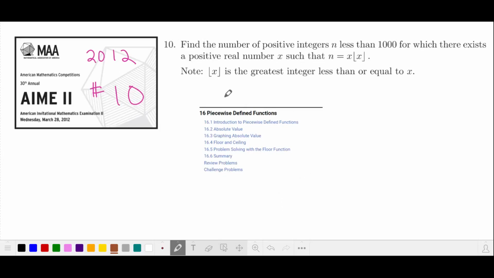Students taking the AIME should be familiar with the floor function. If you need more experience, get a copy of AoPS Intermediate Algebra and take a look at Chapter 16. There are a lot of practice problems here.